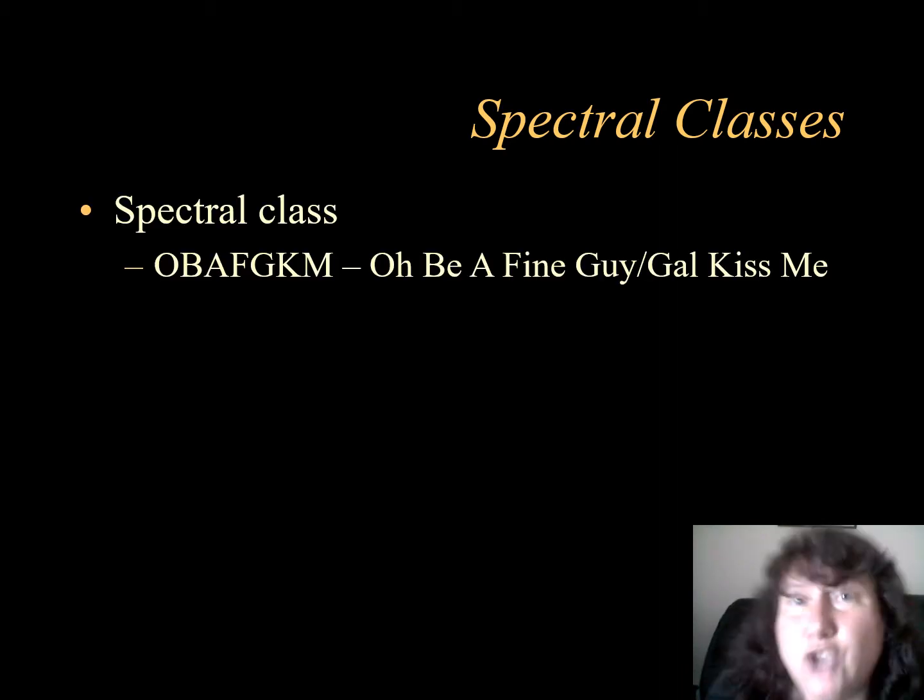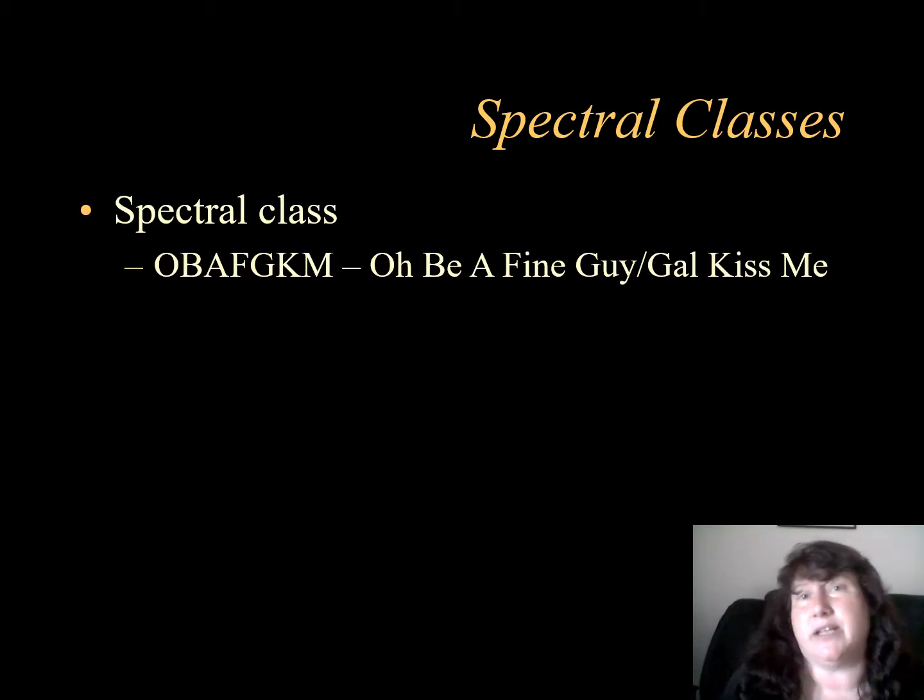Okay, when we talk about light, we can also talk about it in terms of temperature. And so the star's color also indicates its temperature. So we're going to look at the spectral classes. These spectral classes are given to stars to tell you the temperature of the star.